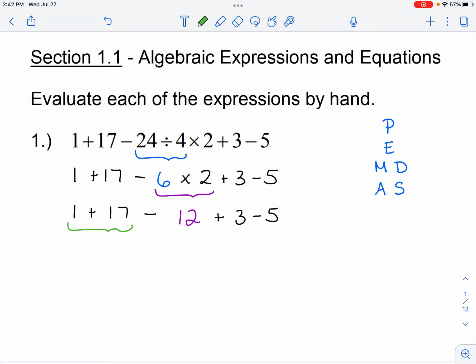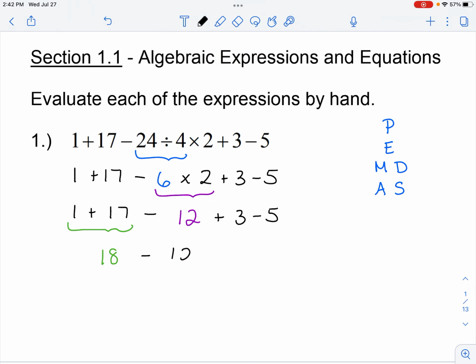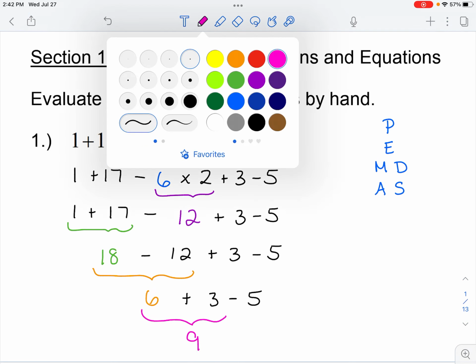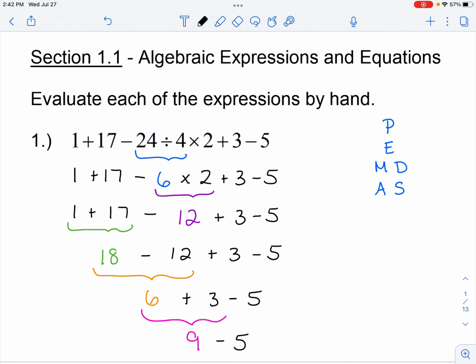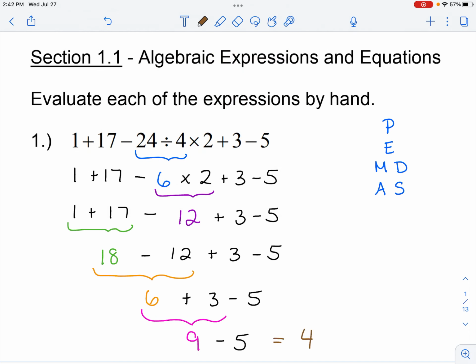So here I have 18. Then I still have minus 12 plus 3 minus 5. Then I have 18 minus 12 is 6. And then plus 3 minus 5. And then to finish this off, 6 plus 3 is 9. And then 9 minus 5 gives me a final answer of 4. Okay, so the final answer here is 4.